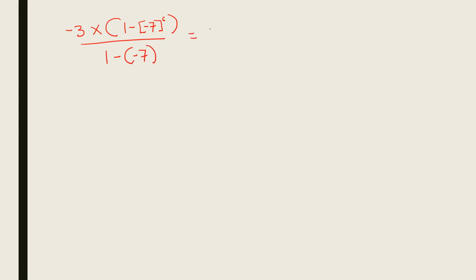Okay, let's start opening the bracket. So we have minus 3 times 1 minus, remember I said whenever we have a negative value raised to an even number, the answer will always be positive. So minus 7 raised to the power 6, using a calculator, will give me 117649, over, now minus minus will give me plus, so that will be 1 plus 7.